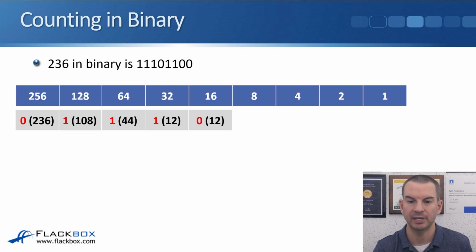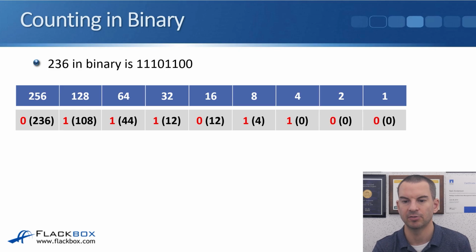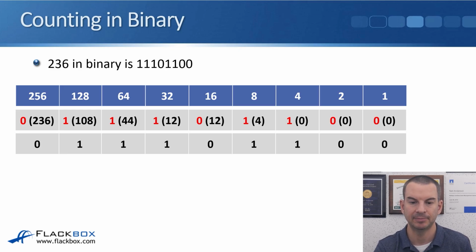Then does 8 fit into 12 or not? Yes, it does. So that's a 1 and we've got 4 left over. Then does 4 fit into 4? Yes, it does. So we put a 1 down and that leaves us with 0 left over. So obviously the other two digits are going to be a 0 and a 0 because 2 and 1 do not fit into 0. So you can see there that when we've got it written out, that comes out to 11101100. That is 236 in binary.